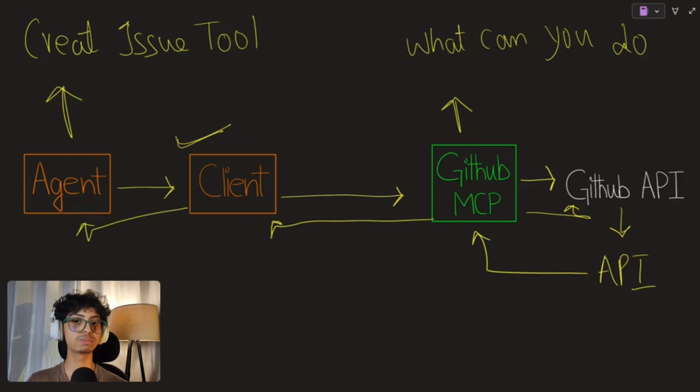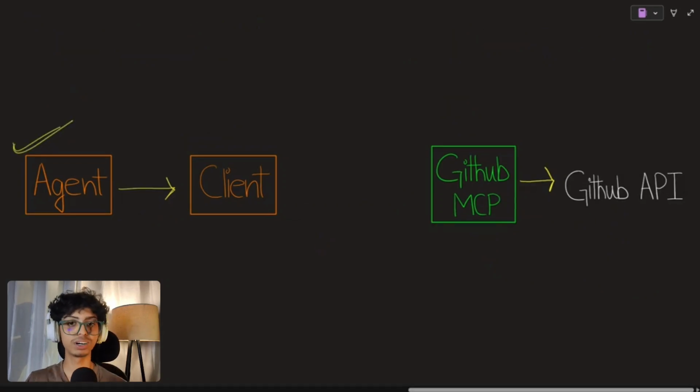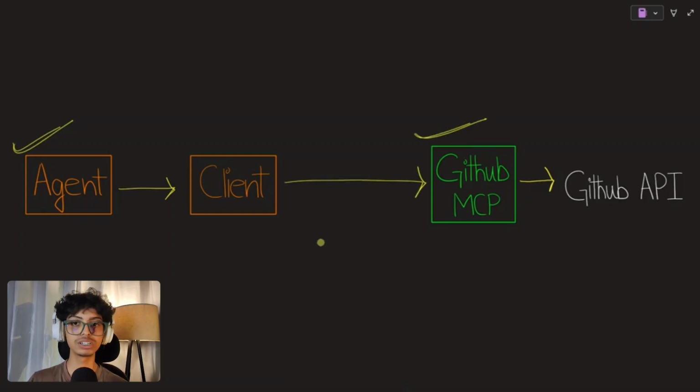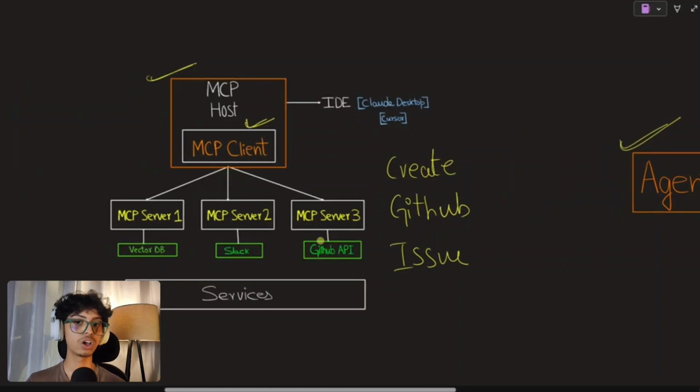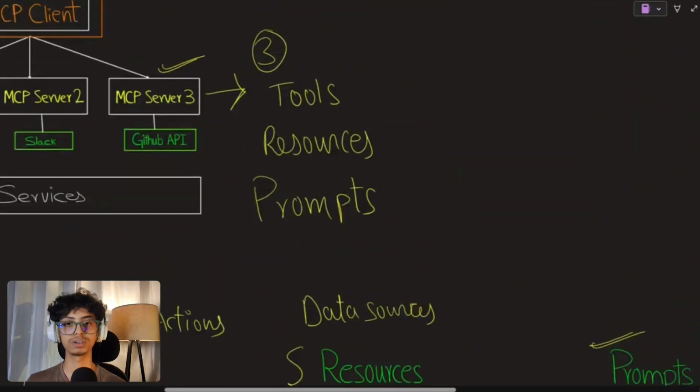Then the GitHub server receives that request, calls the actual GitHub API, creates the issue, and sends back the result in the standard MCP format. And finally, the MCP client passes that result back to your agent, and the agent reads it and continues its work. And here's the beautiful part. Your agent does not care which tool it is talking to. It just speaks MCP. The server handles everything else on the other side. And that is the power of a universal standard.